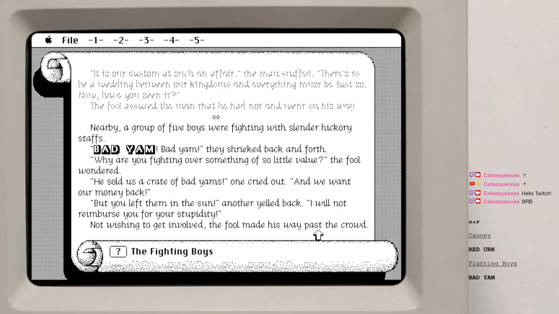Nearby, a group of five boys were fighting with slender hickory staffs. Bad yam! Bad yam! They shrieked back and forth. Why are you fighting over something of so little value? The fool wondered. He sold us a crate of bad yams, one cried out, and we want our money back. But you left them in the sun, another yelled back. I will not reimburse you for your stupidity. Not wishing to get involved, the fool made his way past the crowd.